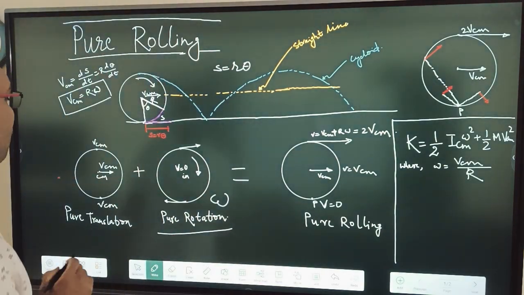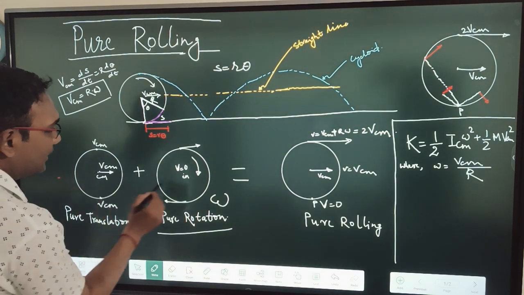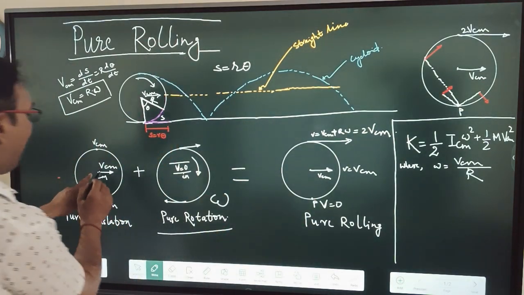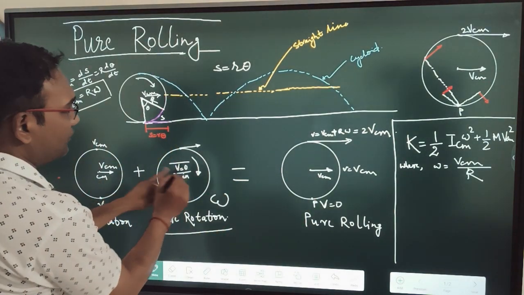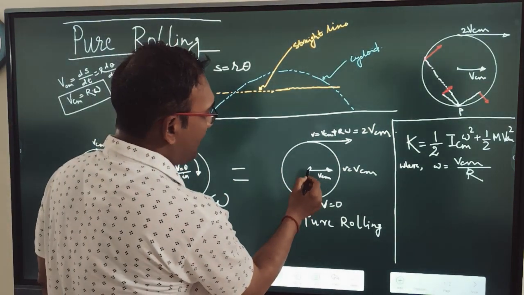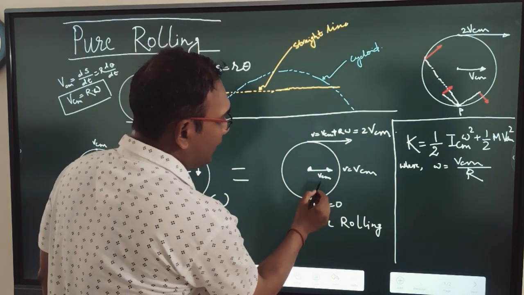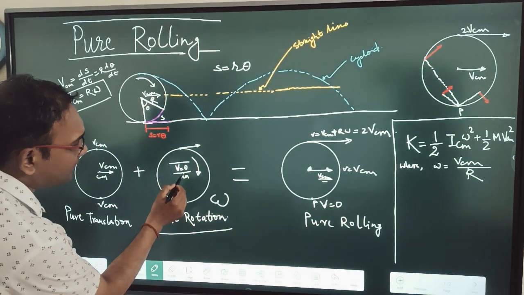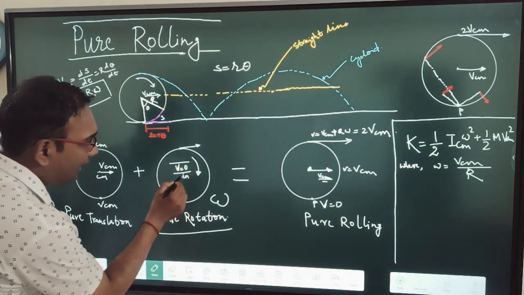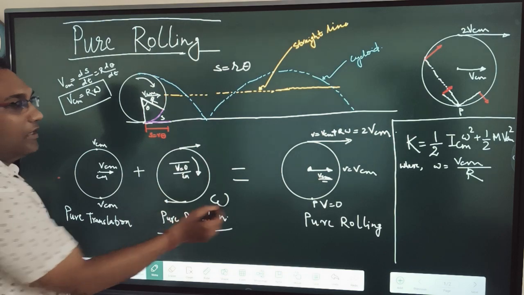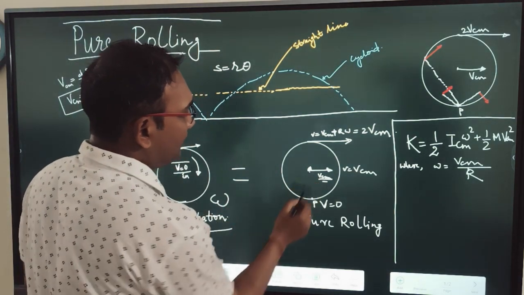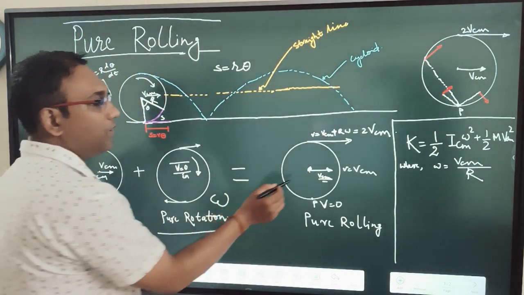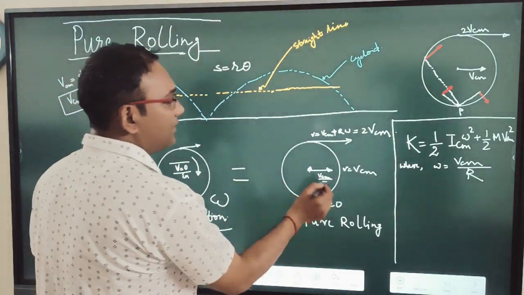Now after combination, what happens? At the center of mass, in pure rotation the center is not rotating, so it will not have any angular speed. Omega will be 0 at the center of mass. The center of mass will only be moving with the linear velocity V_CM.